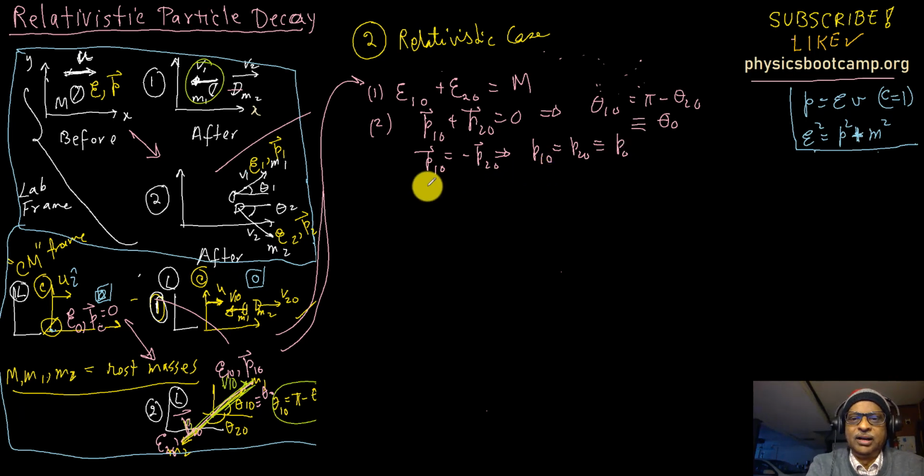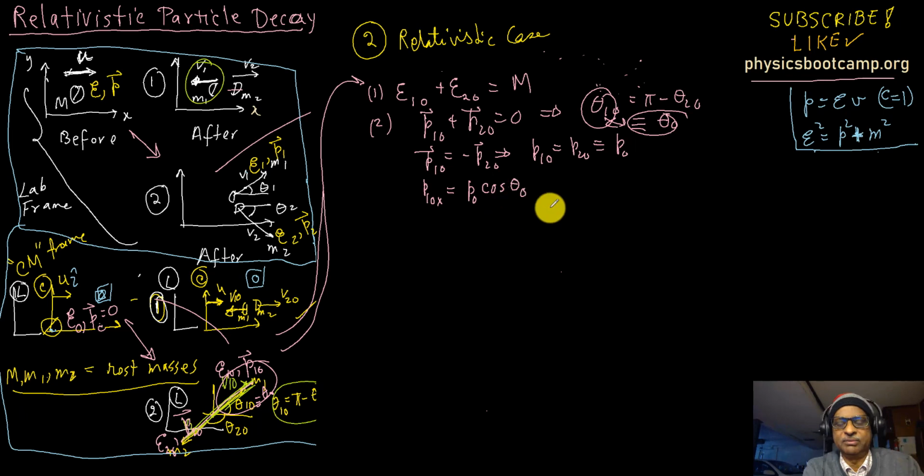And so P10x, suppose I was looking at particle 1, is just equal to P0 cosine theta 0, just using one angle, so I don't have to write too many things. And I can have P10y, which is just going to be P0 sine theta 0.